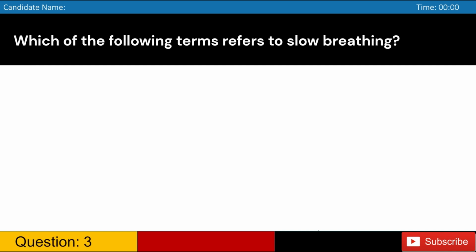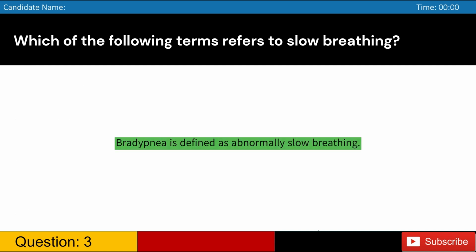Which of the following terms refers to slow breathing? A. Bradypnea. B. Tachypnea. C. Apnea. D. Dyspnea. Answer, A. Bradypnea is defined as abnormally slow breathing.